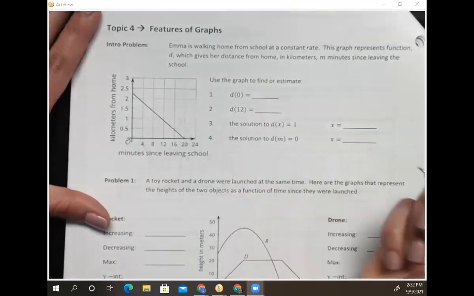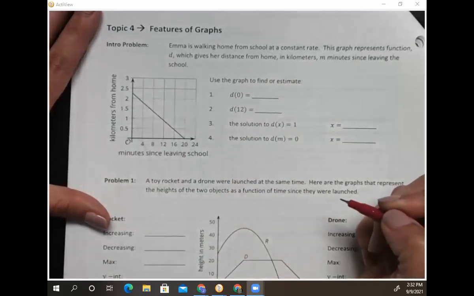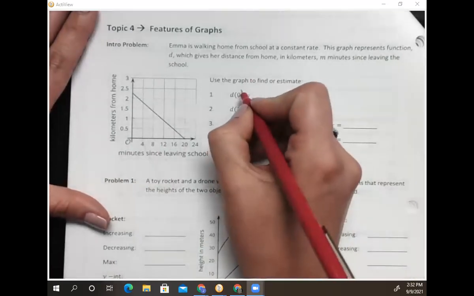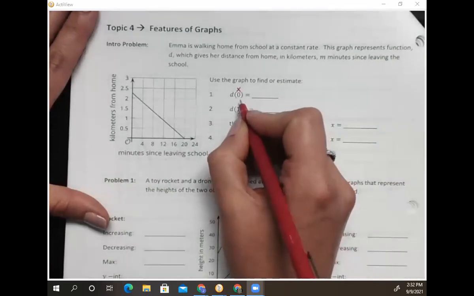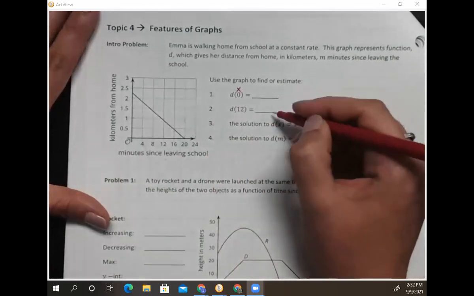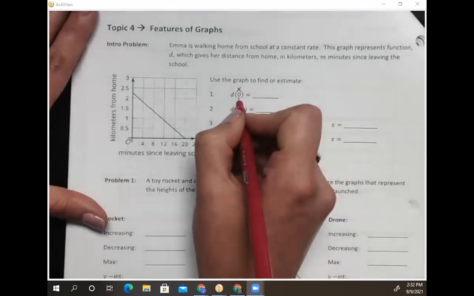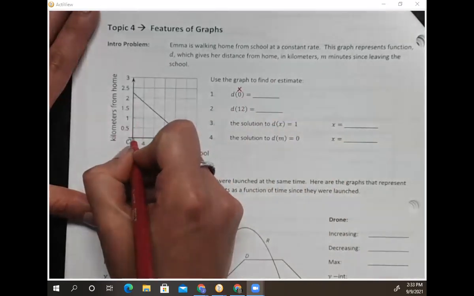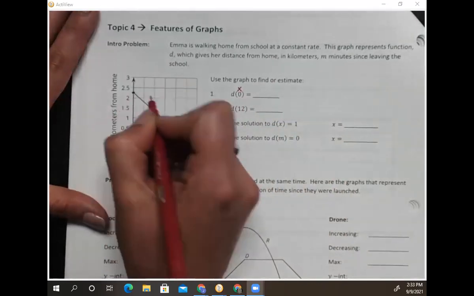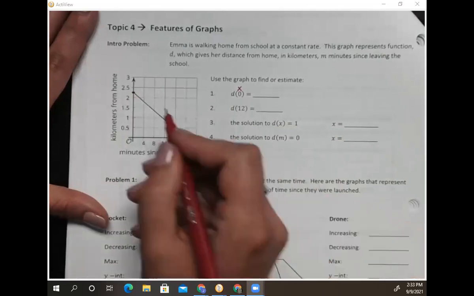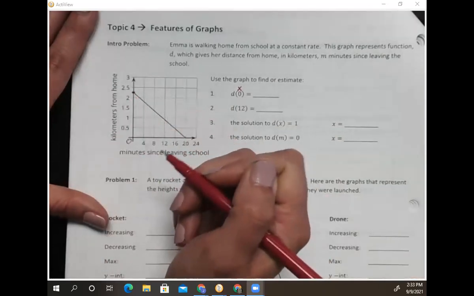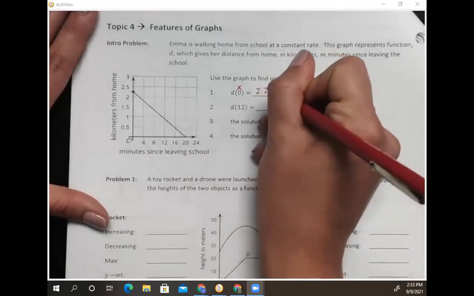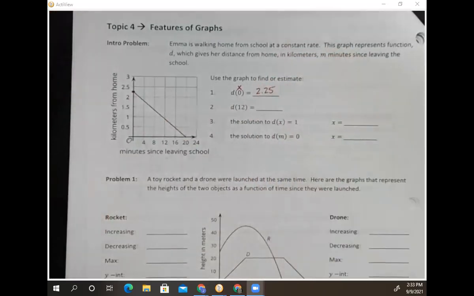We've used our function notation to be able to evaluate. Remember that number in parentheses is our x value. So for these first two, we're given an x value. We're trying to find its y. So d of 0 means our x value is 0. We want to know what would be the y that corresponds with that. So what's our y value for this point? Yeah, about 2.25. There's going to be some estimating today. That's okay.